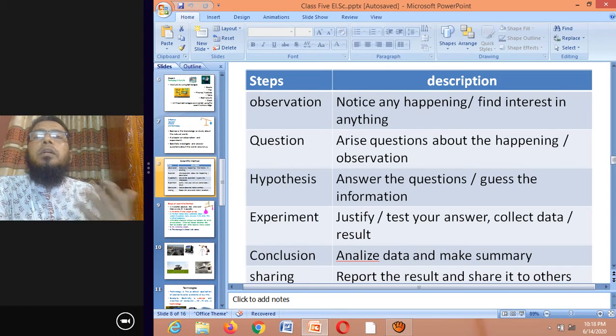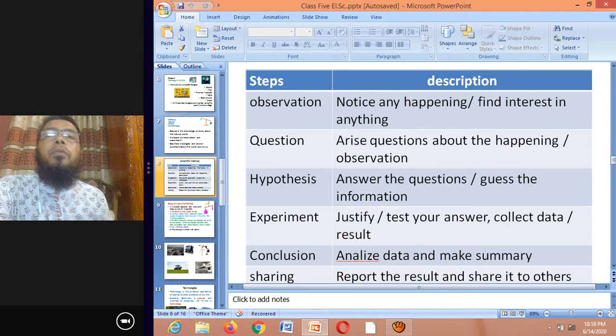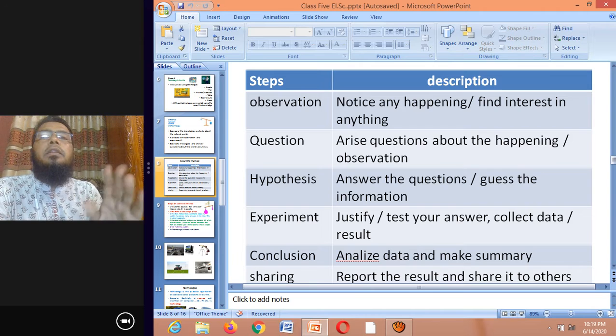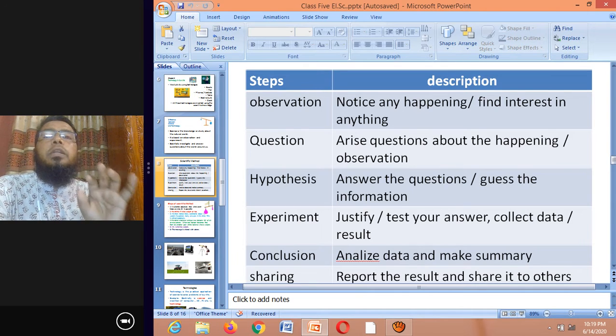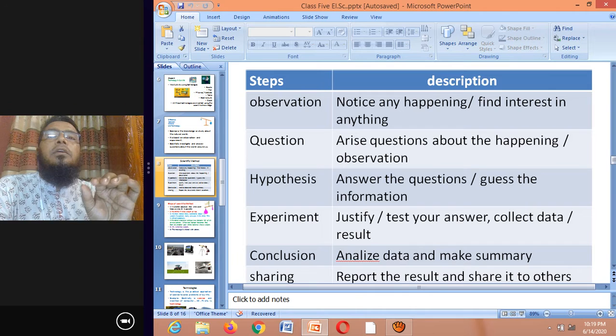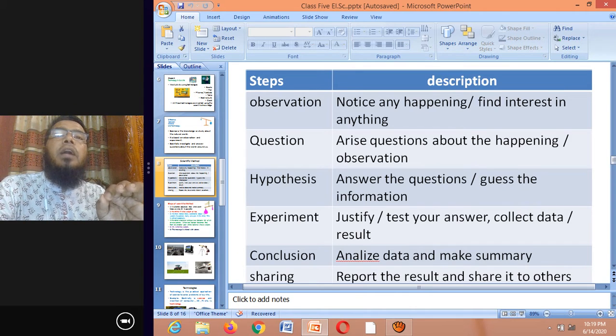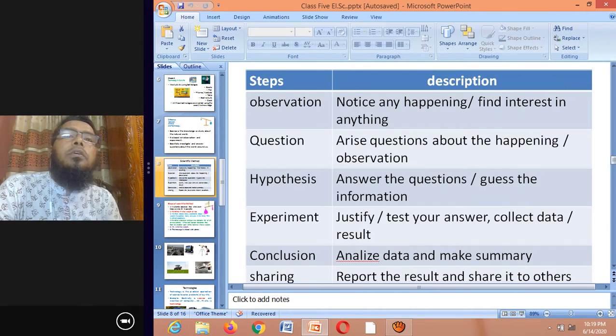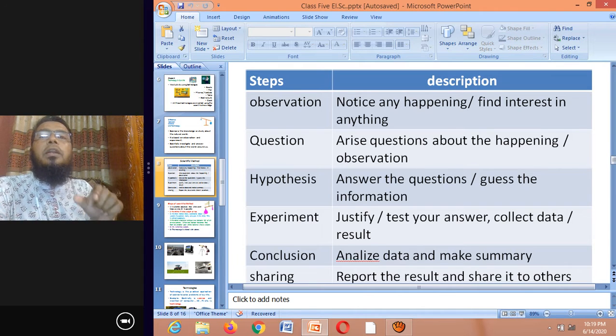Then hypothesis. What is the hypothesis? By using previous knowledge, make a guess that answers your question. Write down the answer. This is your hypothesis. And what is experiment? Design a test to justify if the hypothesis is true or not. List the materials you will need. To test, you may need some materials, so you should list the materials. This is part of the experiment.